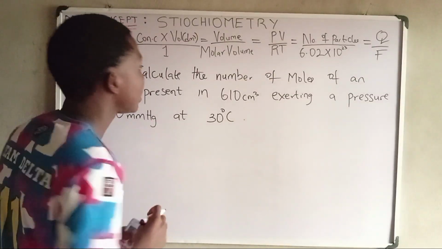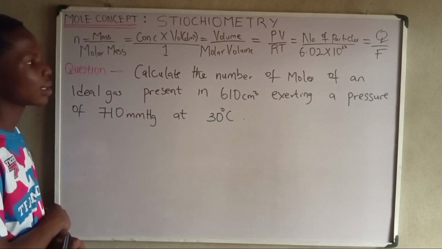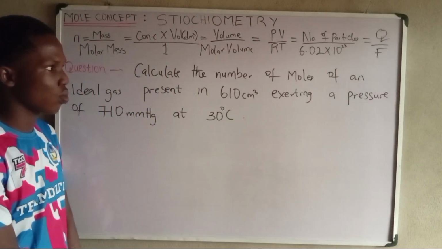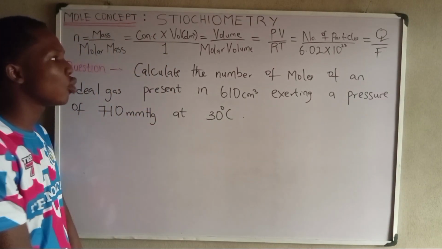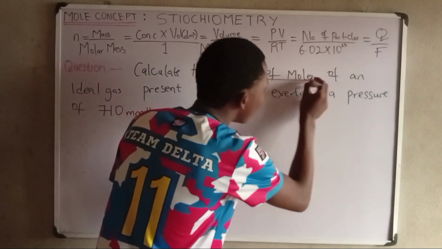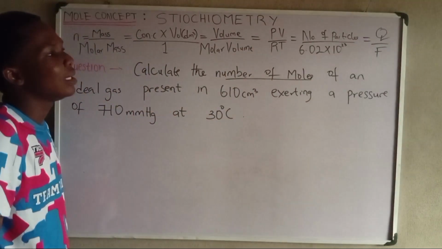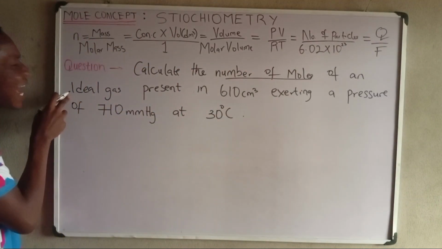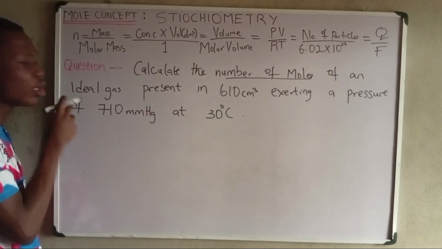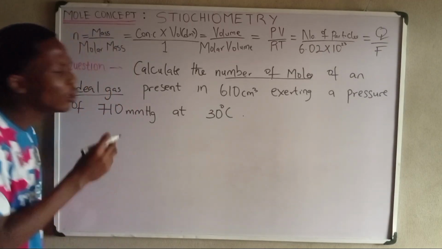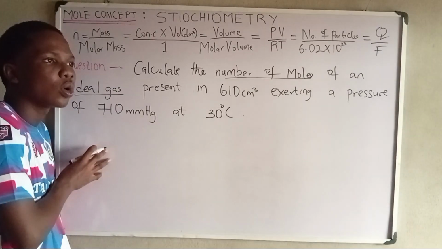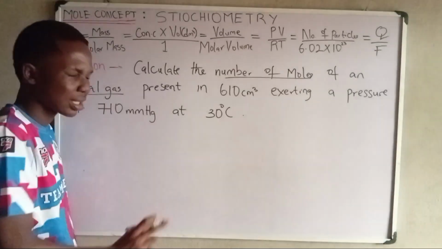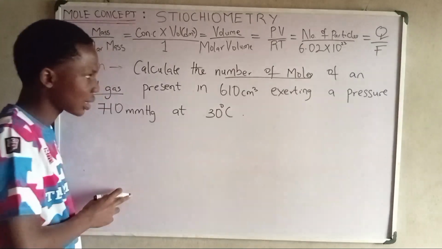Alright, welcome back, guys. Now we have another question here with us. It says to calculate the number of moles. We obviously know we are looking for number of moles. But there are a lot of formulas that will give us number of moles of an ideal gas. This is a clue. An ideal gas. Obviously we know that it has to do with the molar gas constant or ideal gas constant.